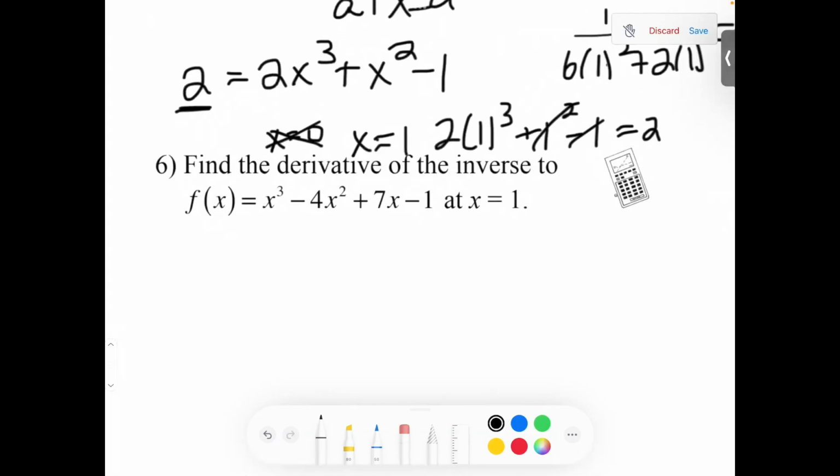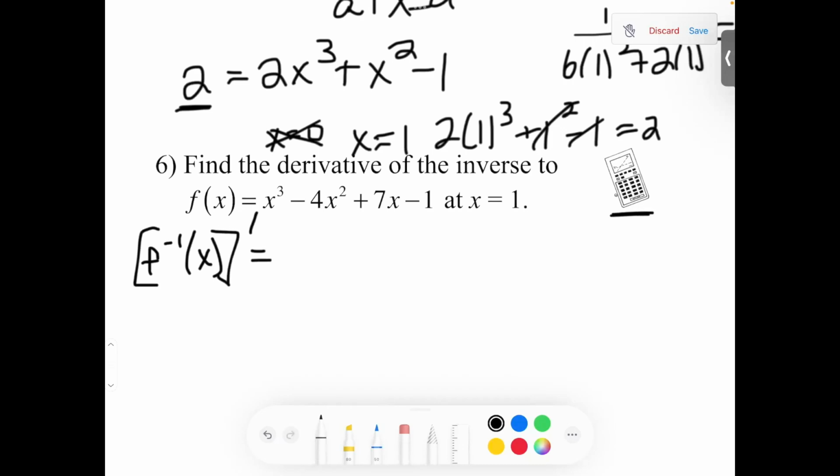Number 6, notice the calculator. We're going to use the calculator this time to solve an equation. So you're just going to have to listen very carefully on how to solve that equation. I might try to show you. We'll see if my calculator and iPad will cooperate. So the derivative of f inverse of x is equal to 1 over the derivative, which would be 3x squared minus 8x plus 7. But in this case, it's at x equals a.